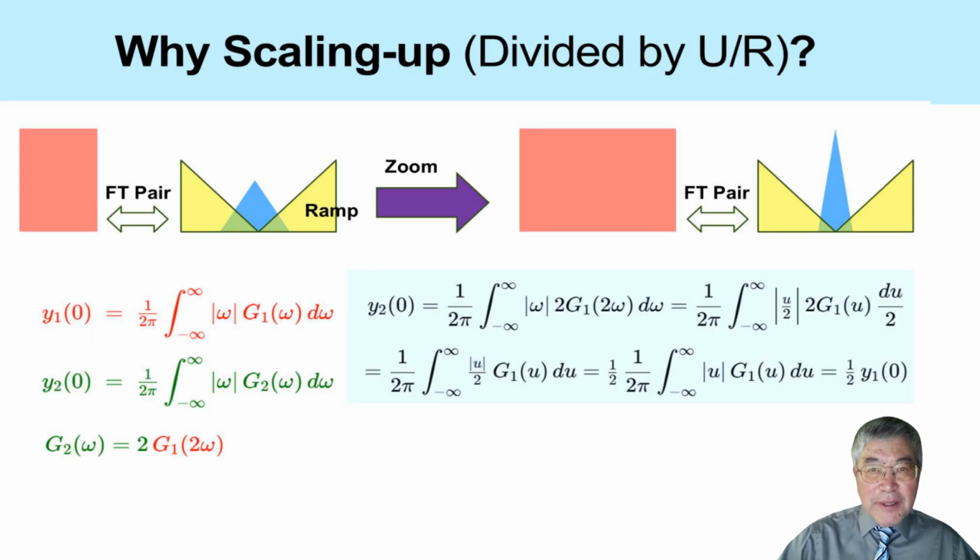To make the idea simple, suppose the scaling factor is 1/2. In our geometry, this scaling factor corresponds to U over R. Now compare two cases. In the first case, we apply the ramp filter to the original point object. In the second case, we apply the same ramp filter to the magnified point object. Because of the scaling property of the Fourier transform, and because the ramp filter depends on frequency, these two filter results are not the same. In fact, the filter result from the magnified point object becomes 1/2 of the filter result from the original point object. This is the key observation.